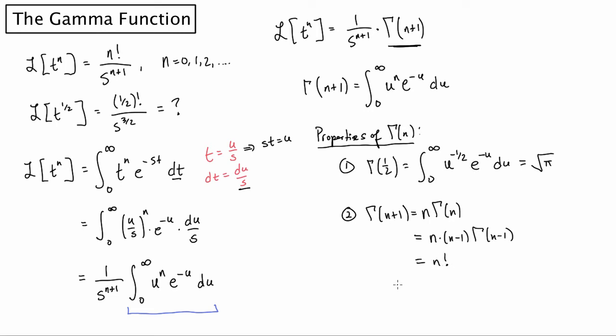n factorial. So there were two major formulas here. Make sure that you don't miss them. One of them is this relationship, gamma of n plus 1 is n gamma of n. And the other important relationship here is gamma of n plus 1 is defined to be n factorial.